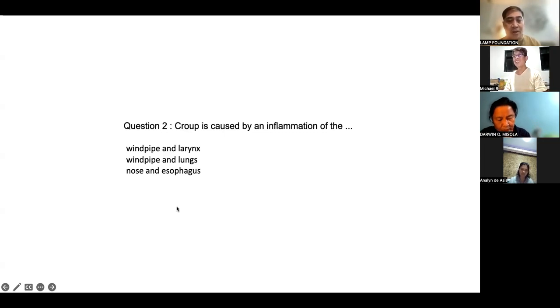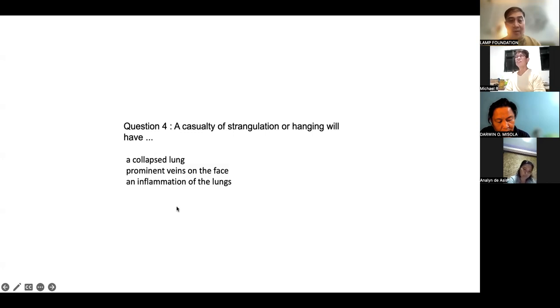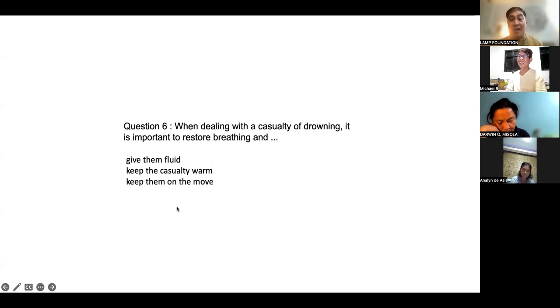Is caused by an inflammation of the windpipe and lungs. Yeah. Obstruction of the airways can be caused by a foreign object or by internal swelling. A casualty of strangulation or hanging will have prominent veins on the face. Very good. If dealing with strangulation and hanging, it is important to keep the material that was constricting the neck as evidence for the police. Yes. When dealing with a casualty of drowning, it is important to restore breathing and keep the casualty warm.